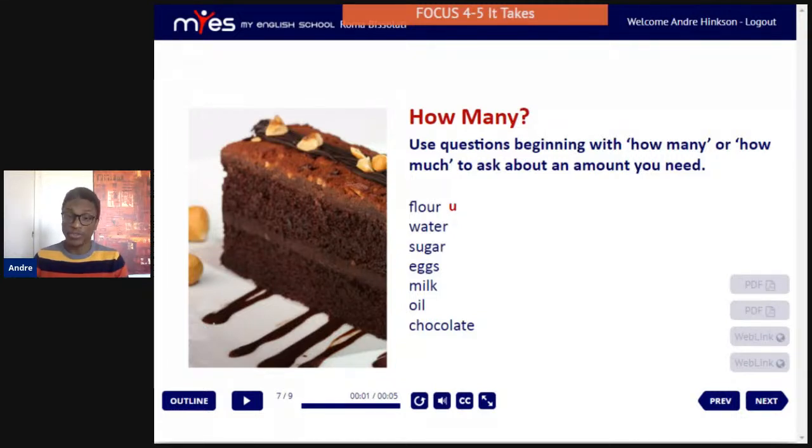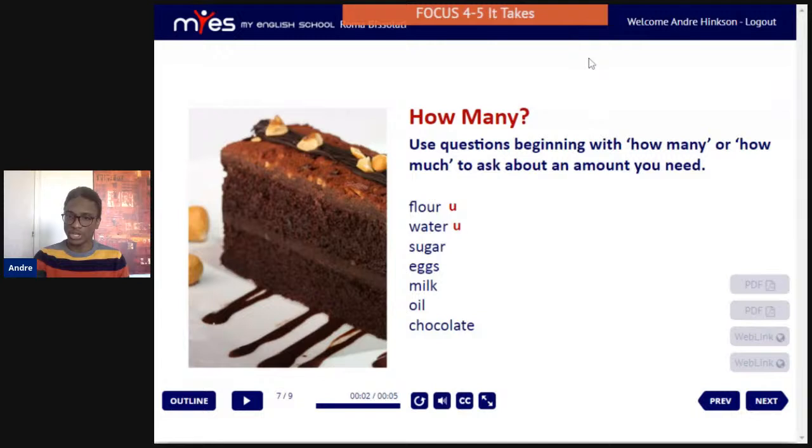Very good. Water is uncountable because it's a liquid. You can't count liquids. So water in general is uncountable, but bottles of water are countable. Remember, bottles of water are countable, but water in general is uncountable.